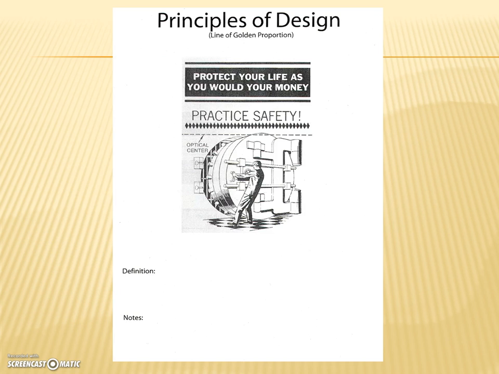Line of golden proportion. This one might be interesting to you because this is probably something you didn't know before. Line of golden proportion is the place in a page that you look first. Now you might think that would be the top or maybe the middle, but it's actually not. What you do is fold a piece of paper into 8 equal spaces, and that's where you would look first, the third dividing line. It's the point in a page at which the eyes naturally look first.